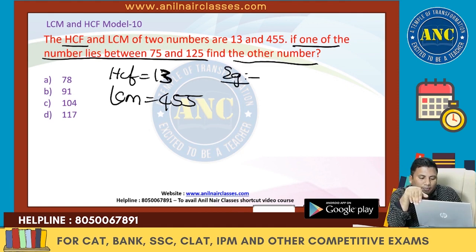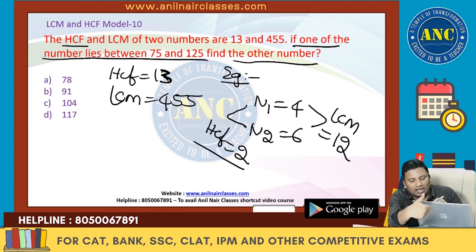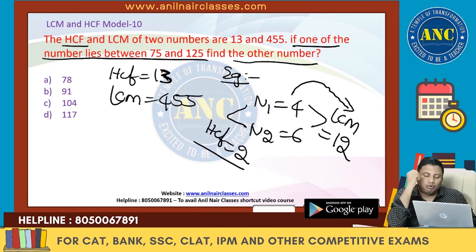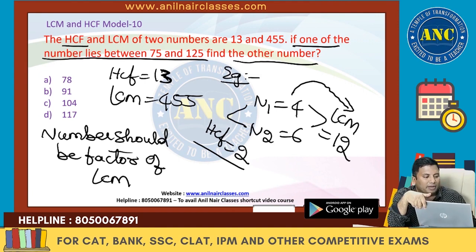See this example. If N1 is 4 and N2 is 6, what is the LCM? The LCM is 12. What is the HCF? The HCF is 2. Can I say the number is a factor of LCM? Am I right? 4 is a factor of 12, and 6 is a factor of 12. The number should be a factor of LCM.